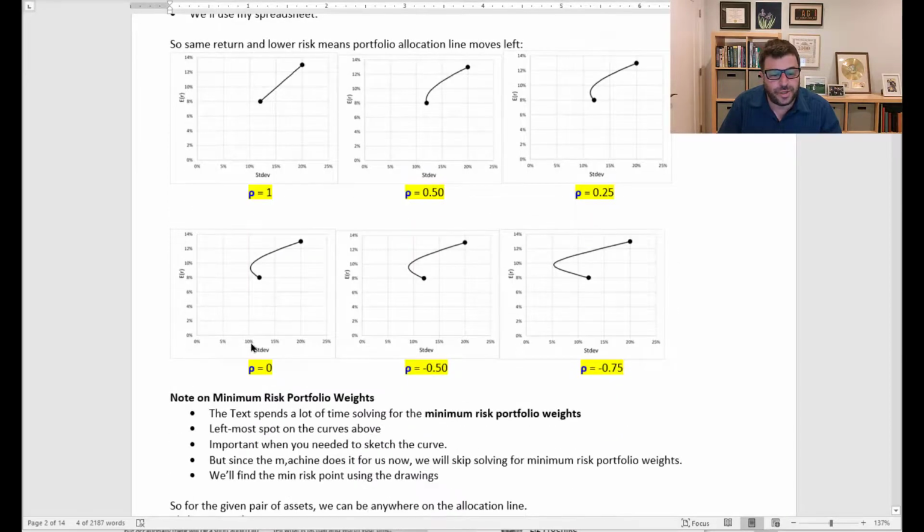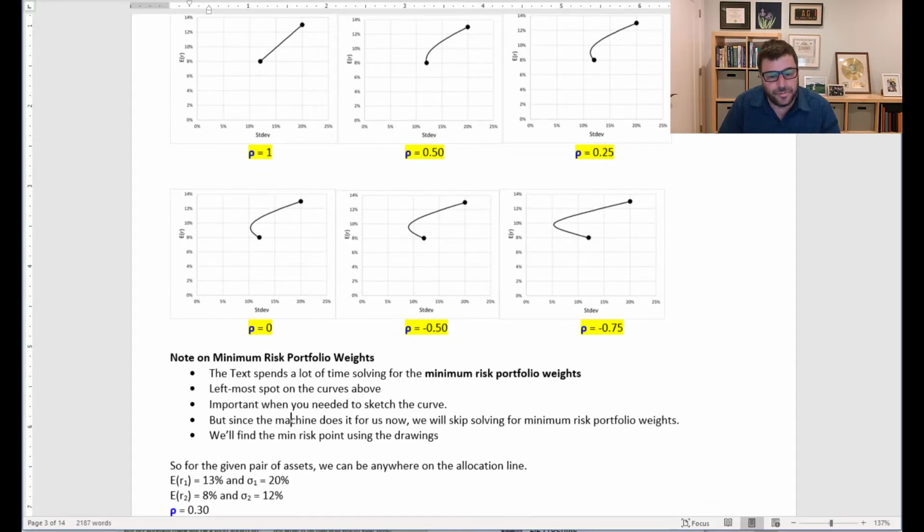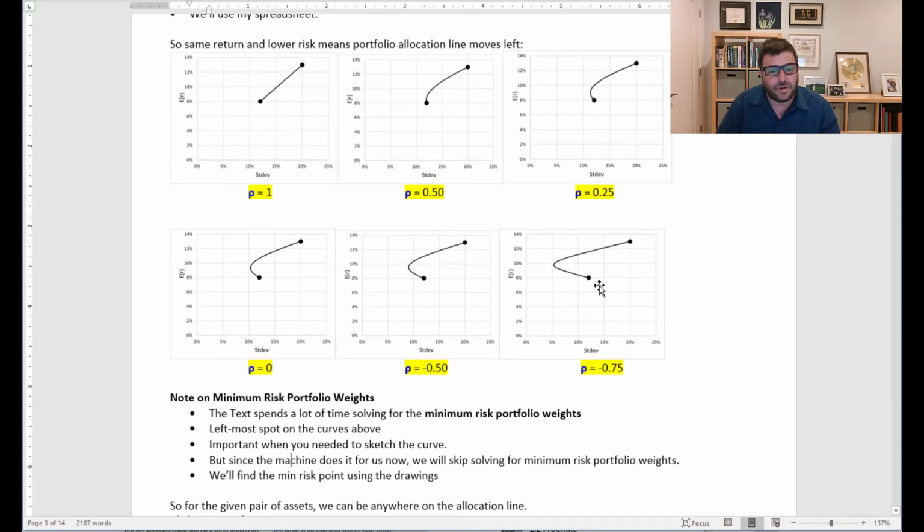Just one quick note. The textbook spends a lot of time on calculating the minimum risk portfolio weight, trying to find this exact spot on the curve. And this is a bit of a holdover from when we needed to sketch the curves. But since the machine now does the sketching for us, we don't really need to find this minimum risk spot. If you know this spot, and you know this spot, and you know the minimum risk spot, and you know it sort of looks like a parabola, it's easy to sketch. But again, we're not going to do that. So we'll skip the minimum risk portfolio weight and now try to figure out where we want to be on this line.